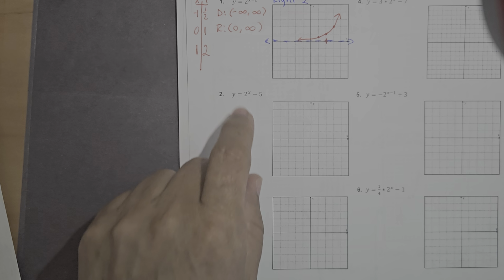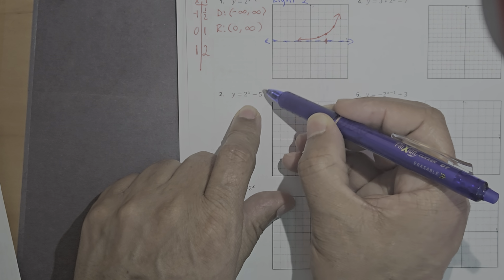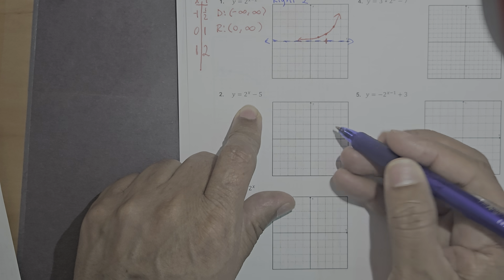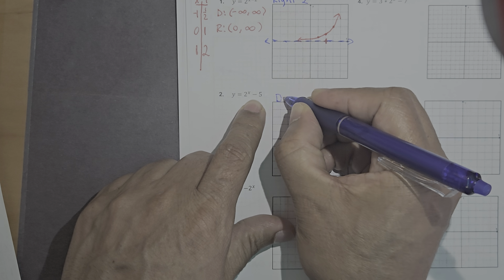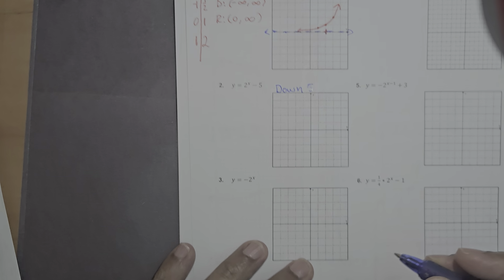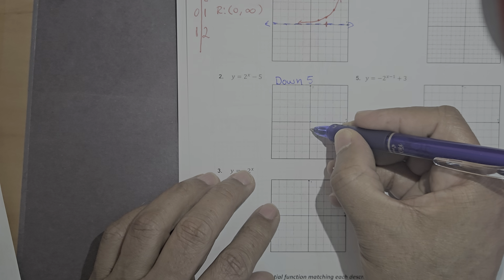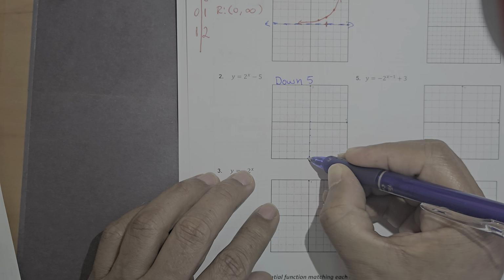For the second example, we have a -5, but notice that this 5 is not with x. So that means this is a vertical transformation. So all this is going to do is shift or translate the graph down 5 units. Okay. So then from the origin, go down 1, 2, 3, 4, and 5. So we go from this plus sign now.